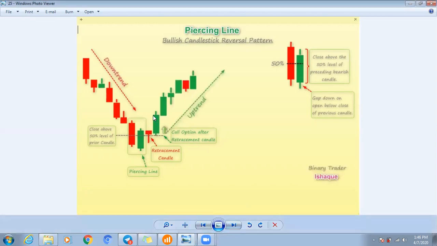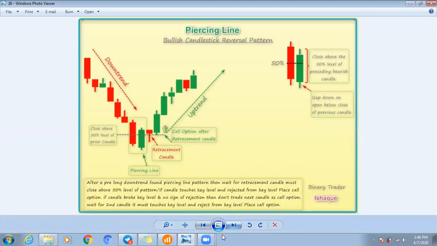So a new uptrend is established here after this piercing line pattern, because this piercing line pattern works. In the live market, you can find this pattern. After that, in this slide, I wrote down everything about how to trade this piercing line pattern. It's written clearly. You can read it again and again and remember these rules in your mind, so that when a piercing line appears, you know how to trade.